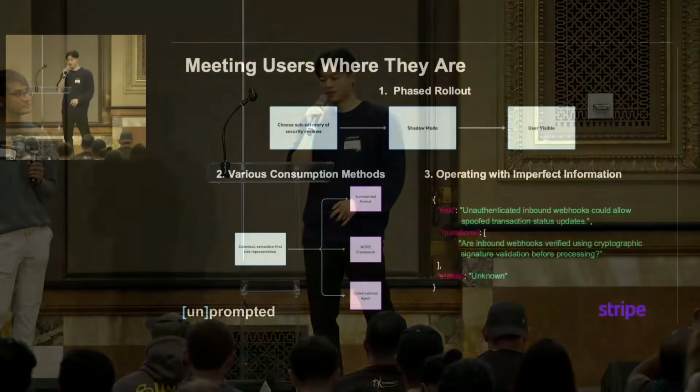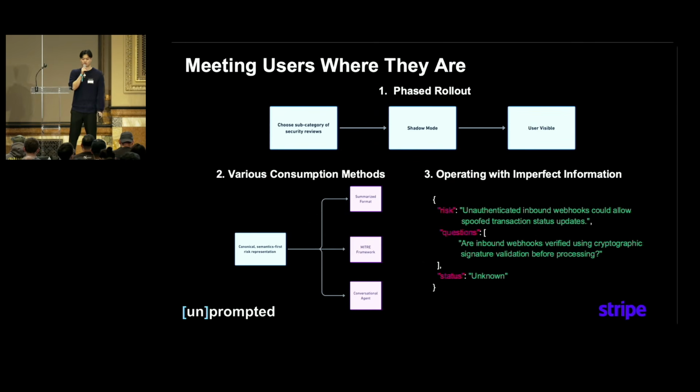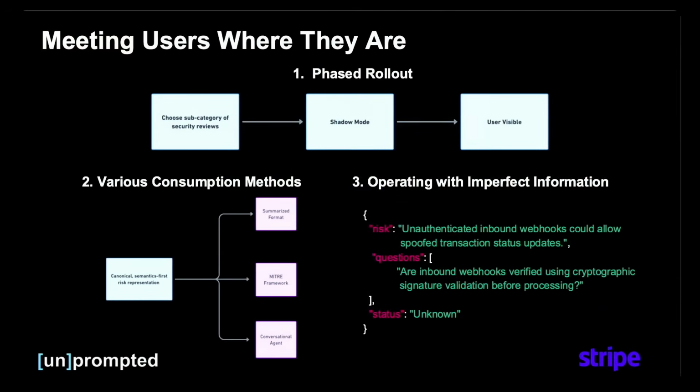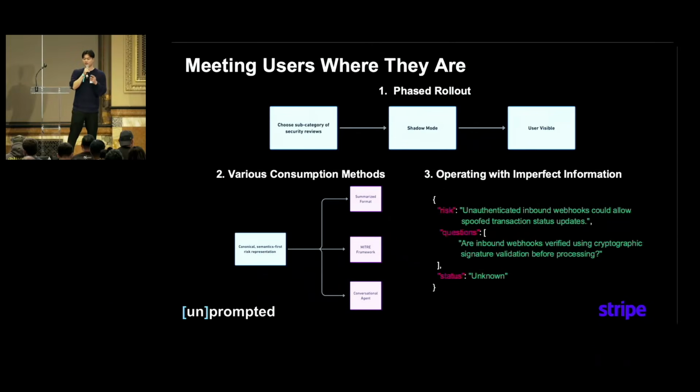So this one we'll be talking about in the threat modeling context, where we chose a specific subcategory of security reviews that we believed agents would be able to perform well at. And what that means is choosing security reviews that had very similar risks and very similar mitigations. And we believe this more constrained domain made it better for an automation setting.